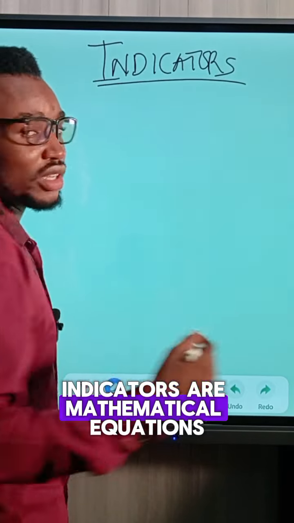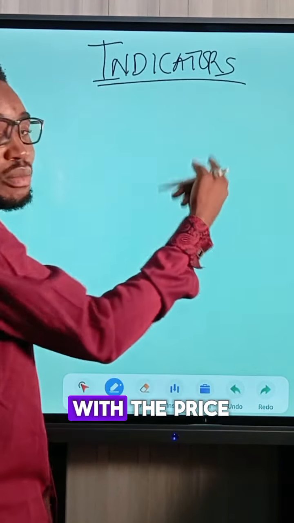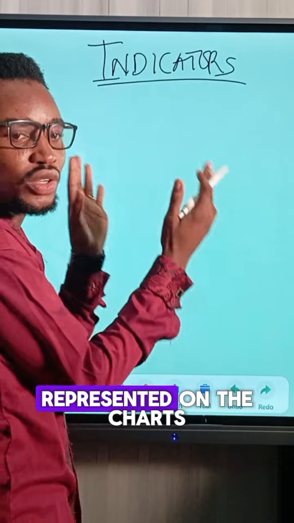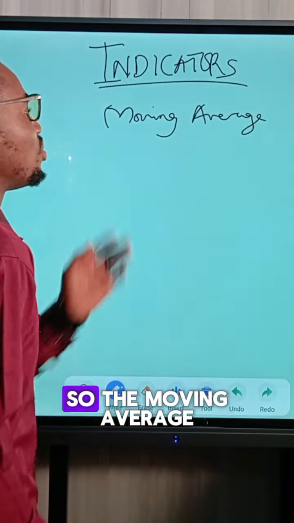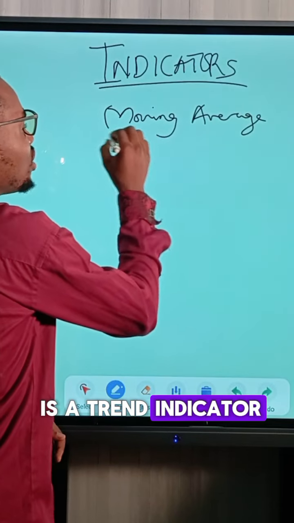Indicators are mathematical equations of what is happening with the price that is now being represented on the chart in the form of graphical representations. What does this mean? So the moving average is a trend indicator.